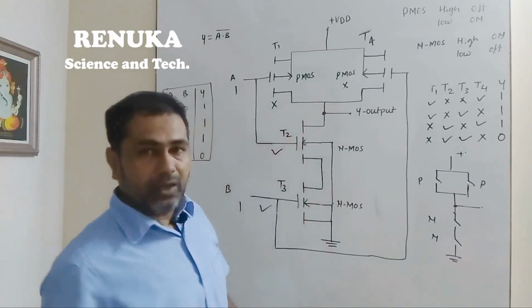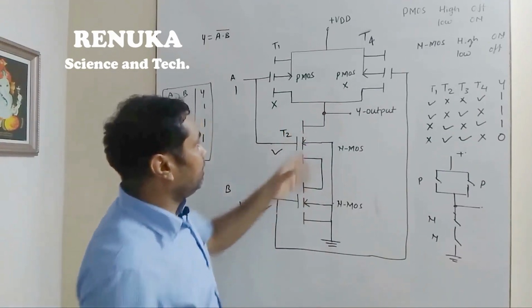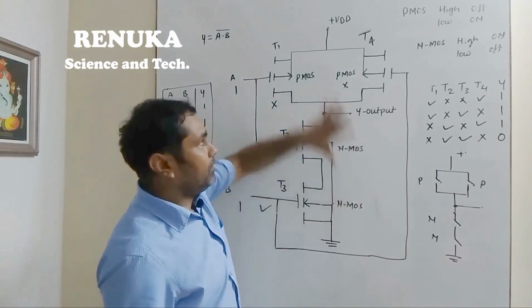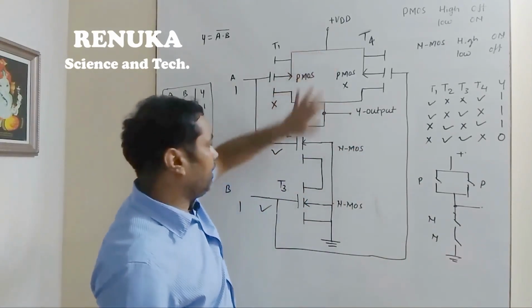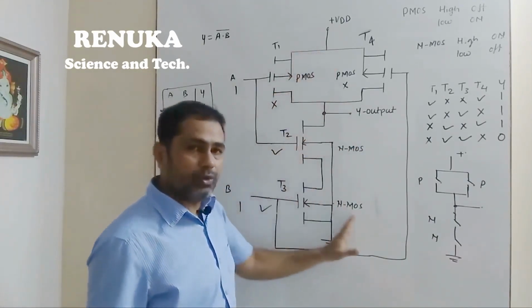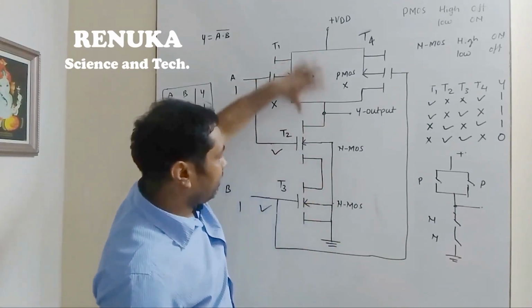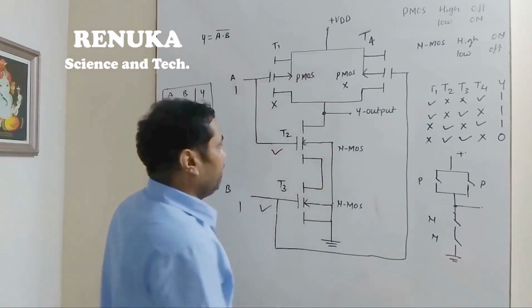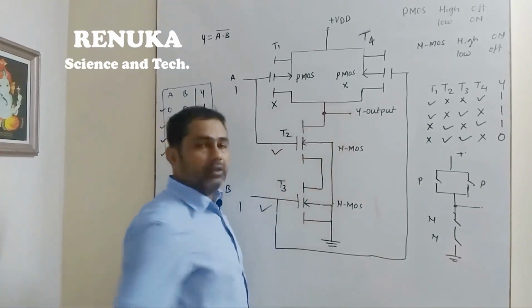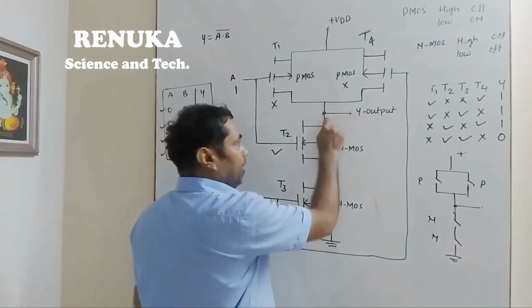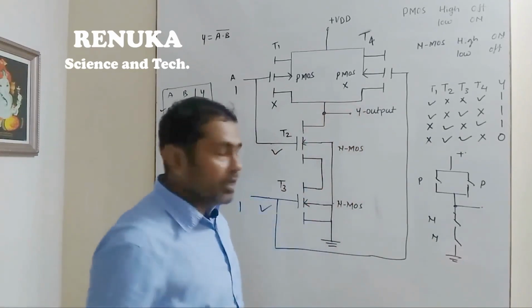In this circuit, I will again repeat that the PMOSes are always connected to the driver circuit, and the NMOSes are always connected to the load circuit. Driver and load circuits are combined and connected in series, and their drains are taken common, and at the common drain the Y output is taken.